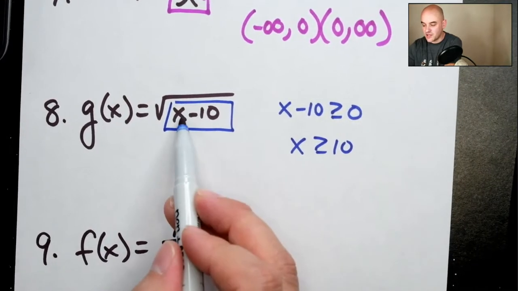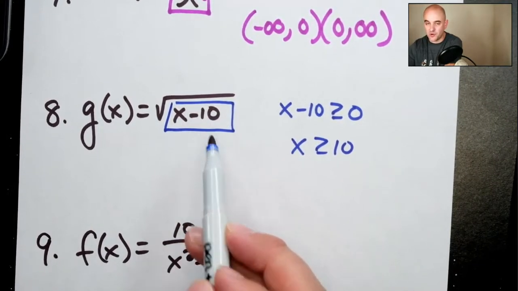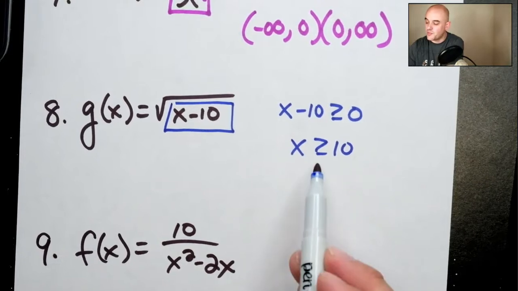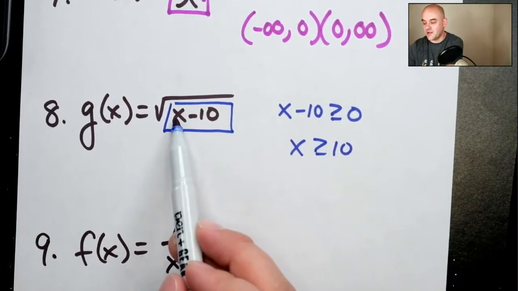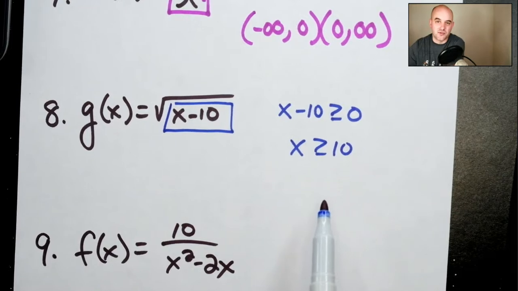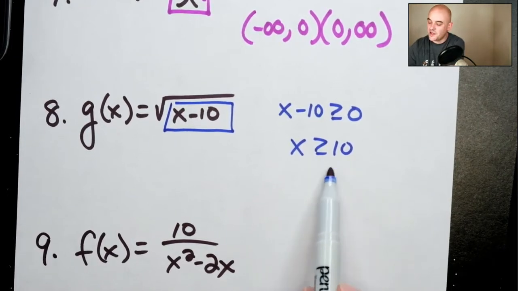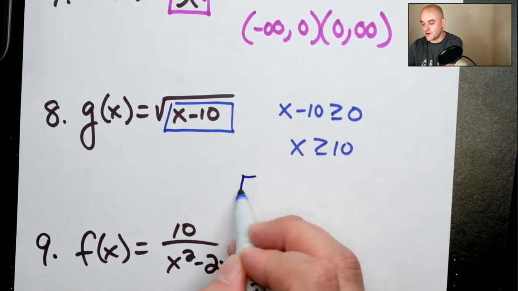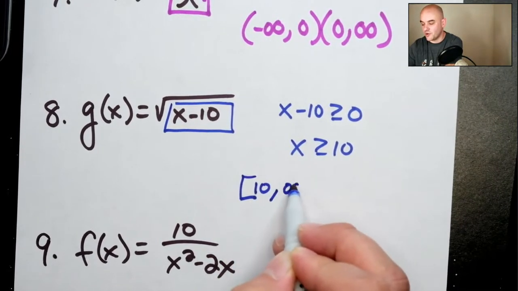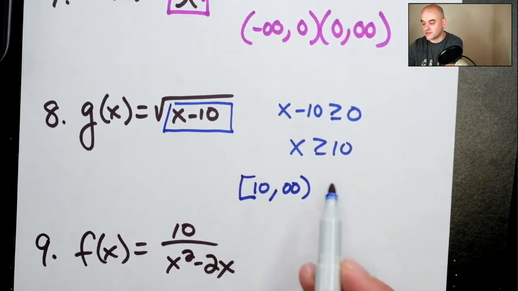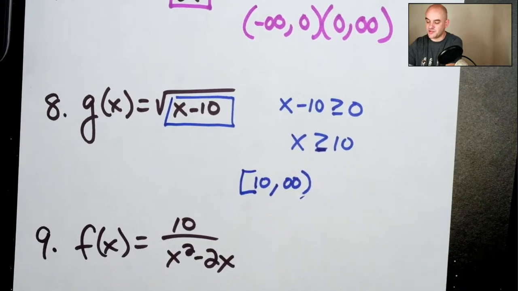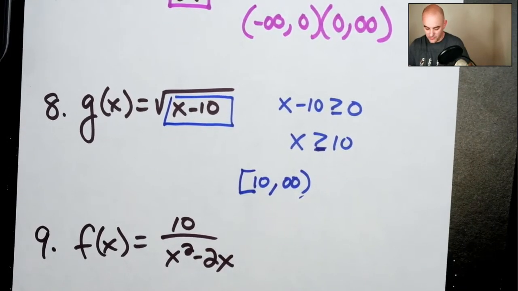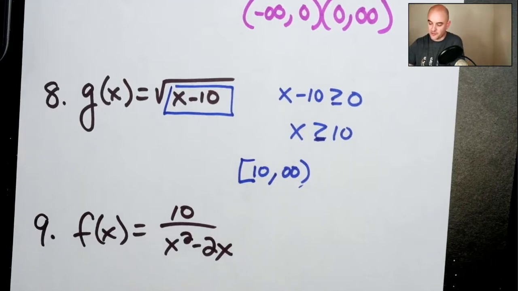And you can test this out. If you put 10 in right here, this blue box becomes 0. And yeah, you can take the square root of 0. But if it's less than 10, say you put 8 in right here, 8 minus 10 is negative 2. Can't take the square root of a negative number. If it's something bigger than 10, then you'll get the square root of a positive number, so that works. So on this, we're going to start at 10, and then go off to infinity. Notice that I put the bracket around 10 because it's including 10. And then we go up to infinity, put the parentheses around infinity, because we never include infinity. It's not a number.